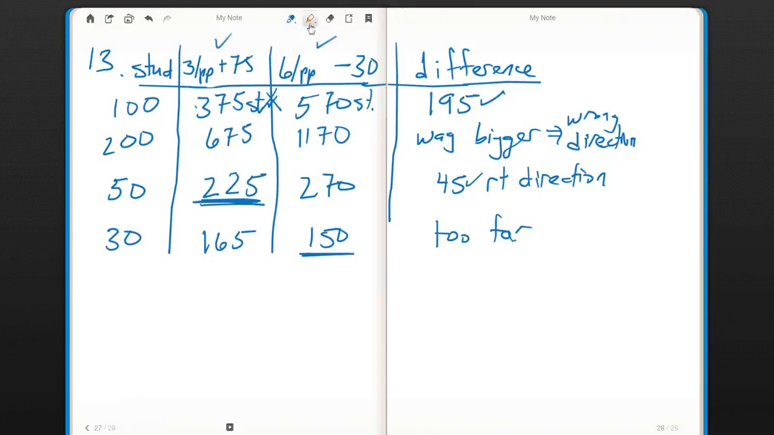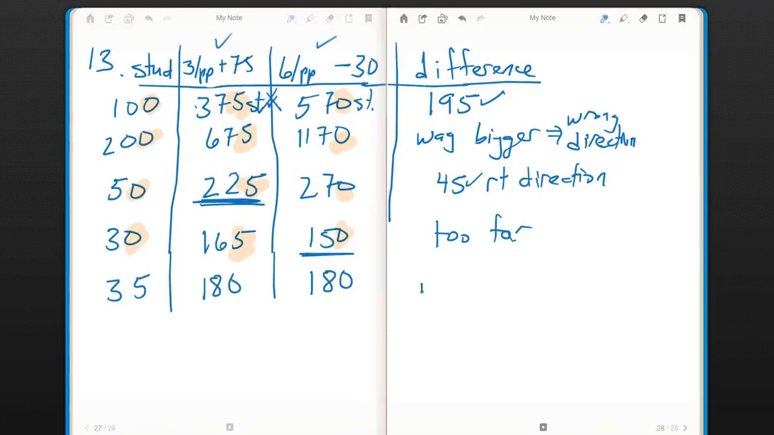You also might notice that every time I've done this, I've had an even 10, and every time I'm getting a 5 on this number and a 10 on this number. If I want my numbers to be the same, I can't keep using 10s. So I might try a 35. If I try 35, 35 times 3 is 105. 105 and 75 is 180. 35 times 6, take away 30, is, guess what? 180. So I have found the number of students that meets both criteria.